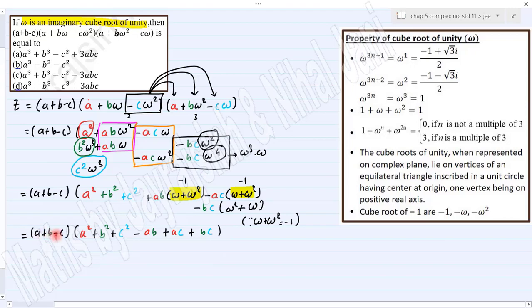So here we get (a + b - c)(a² + b² + c² - ab + ac + bc), which is equal to a³ + b³ - c³ + 3abc, which is given in option A.